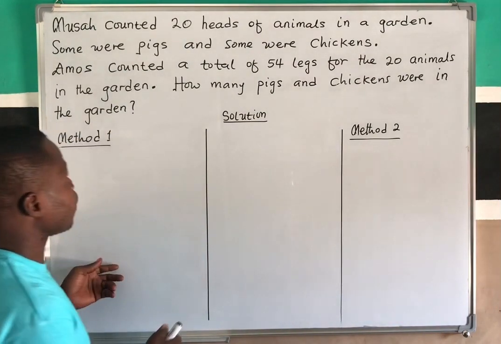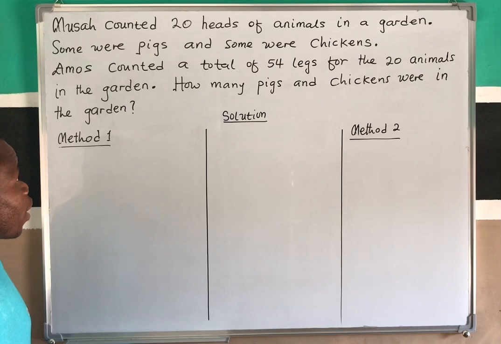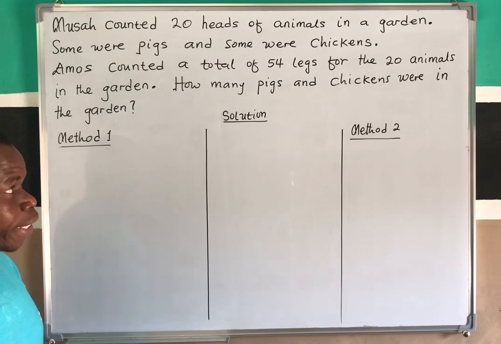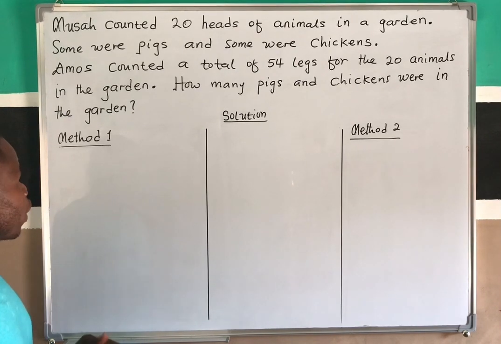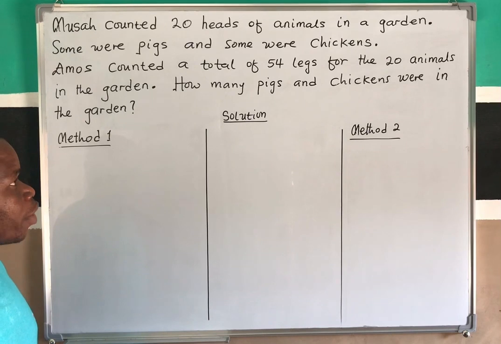The problem says, Musa counted 20 heads of animals in a garden. Some were pigs and some were chickens. Amos counted a total of 54 legs for the 20 animals in the garden. How many pigs and chickens were in the garden?